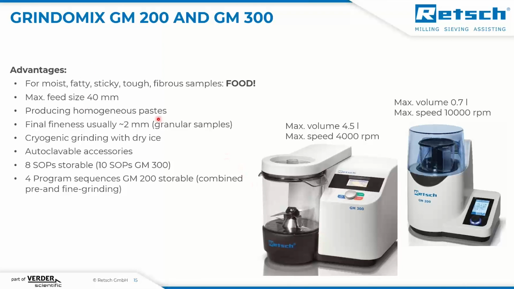At room temperature, you will produce a homogeneous paste, and for granular samples like grain, you will get a final fineness of approximately 2 millimeter. Dry ice can be used for cryogenic grinding in both systems. You will see this later on. And we have autoclavable accessories for both systems, and we can store standard operating procedures. With the GM200, we can also operate in program sequences. So a coarse grinding and a fine grinding step can be combined, and you only have to click one time to run the machine. You will see this.